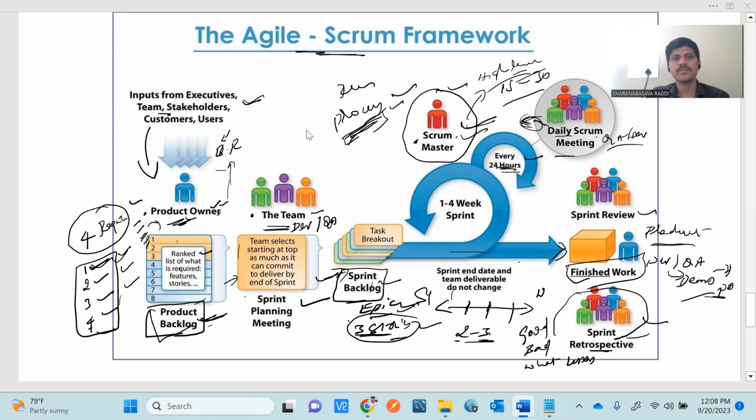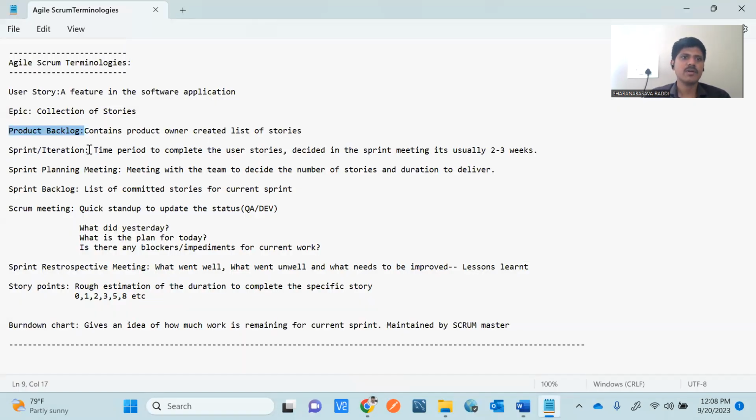Product owner. Okay, so that is nothing but product backlog. Next, sprint or iteration. This is the time period to complete the committed stories. If we are committed as a team to complete 3 stories in the current sprint, then in this sprint I can work on those 3 stories and complete them. So a sprint is nothing but the time duration to complete the committed stories.